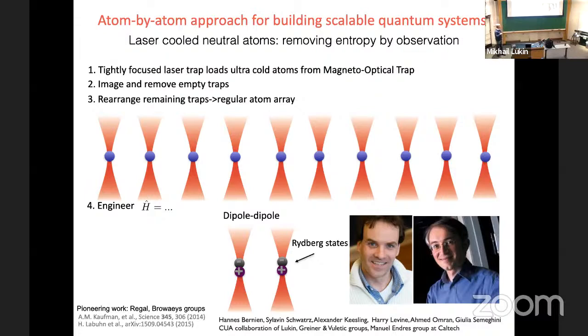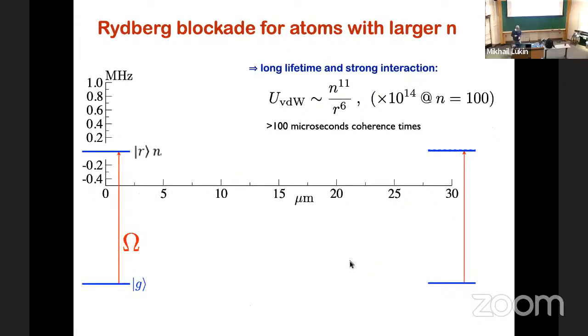So I want to briefly talk about the atom interactions. We like the Rydberg atoms because they have long lifetimes and very strong interactions. In particular, if we excite the atoms to a principal quantum number on the order of 100, the van der Waals interactions between Rydberg atoms are larger than those in ground state atoms by 14 orders of magnitude. 14 orders of magnitude is a big number, and we can make good use of that.